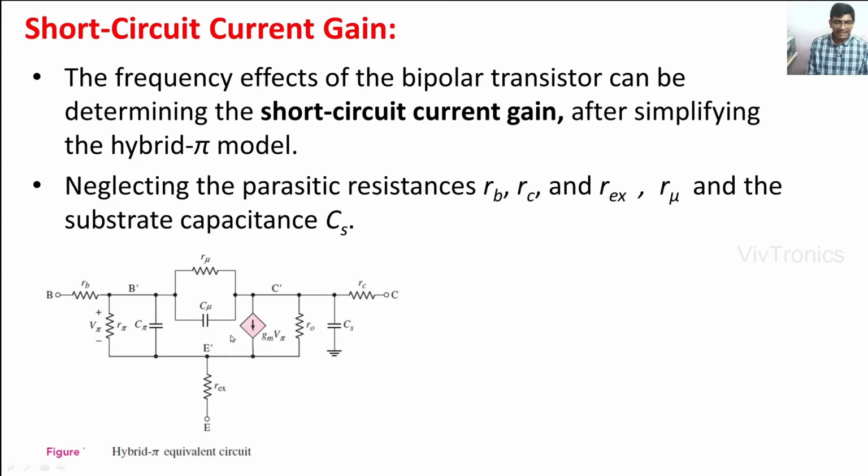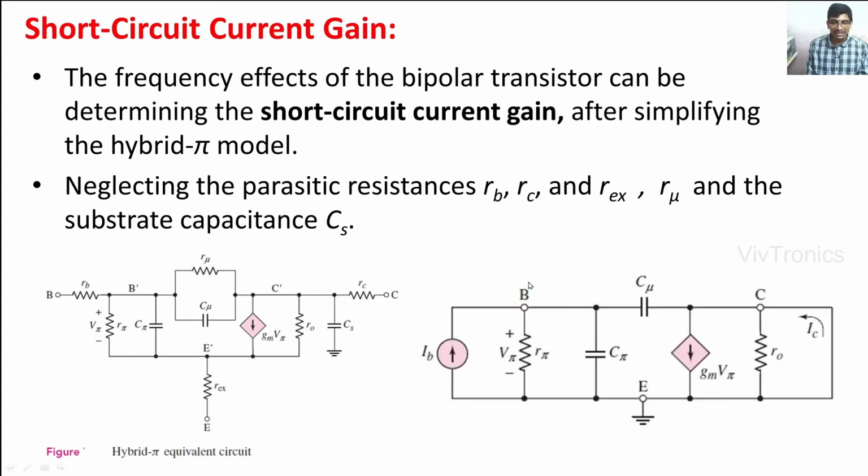The expanded hybrid pi model is used to get the short circuit current gain, but we are going to neglect some of the resistances and capacitances in order to simplify. We are going to neglect the RB resistance, REX and RC, which are the series resistances. These three we neglect because they offer very small resistance, like 1 ohm or 2 ohms, a maximum of 10 ohms. And the substrate capacitance CS also can be neglected.